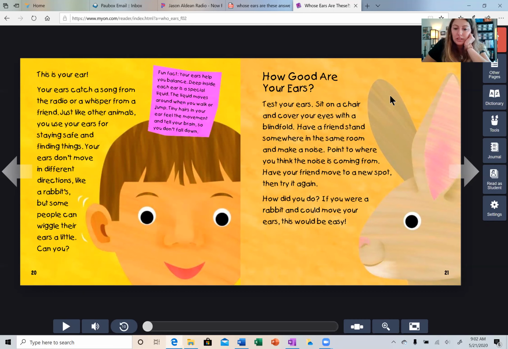How good are your ears? Test your ears. Sit on a chair and cover your eyes with a blindfold or with your hands. Have a friend stand somewhere in the same room and make a noise. Point to where you think the noise is coming from. Have your friend move to a new spot and try again. How did you do? If you were a rabbit and could move your ears, this would be easy. We can still do it, but it's a little difficult.